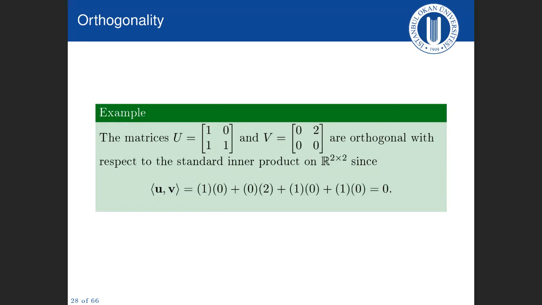These two matrices, u and v, are orthogonal with respect to the standard inner product on the vector space of all 2 by 2 matrices, because we calculate their inner product, and please check this for me later, we get the number 0.